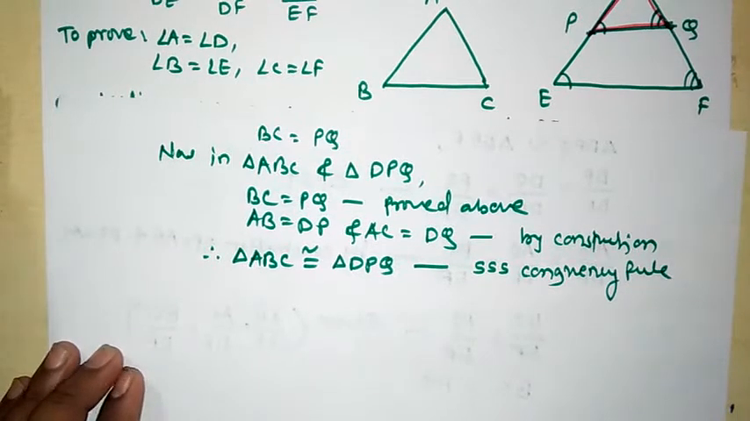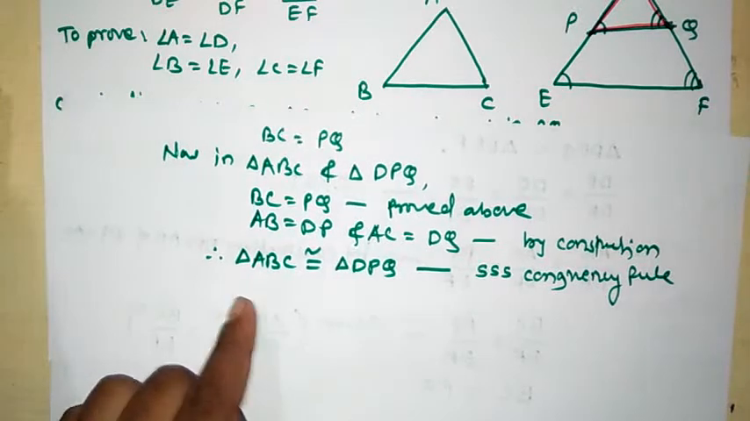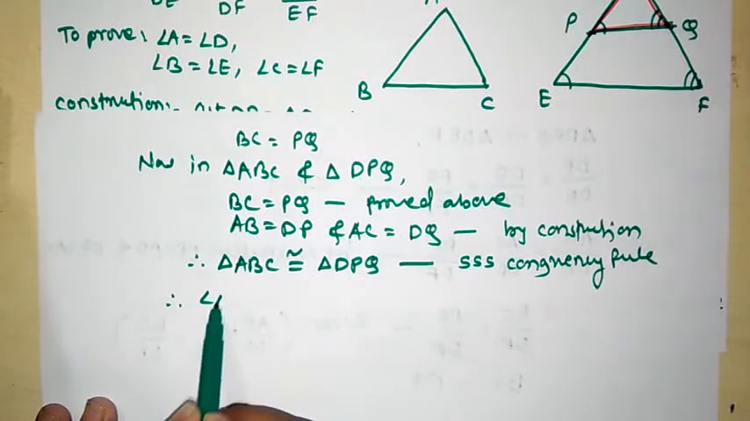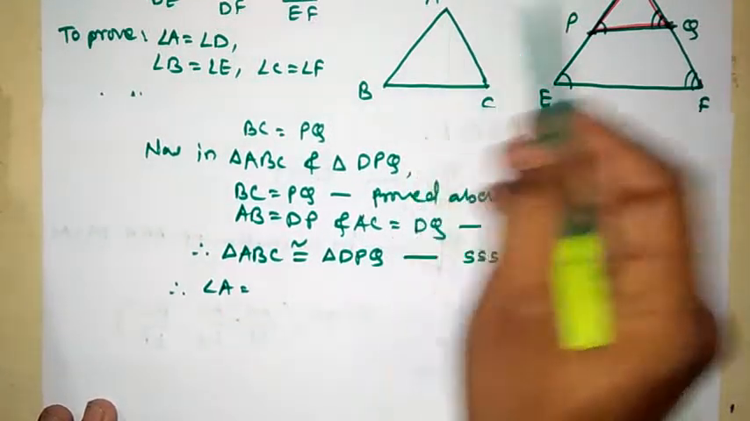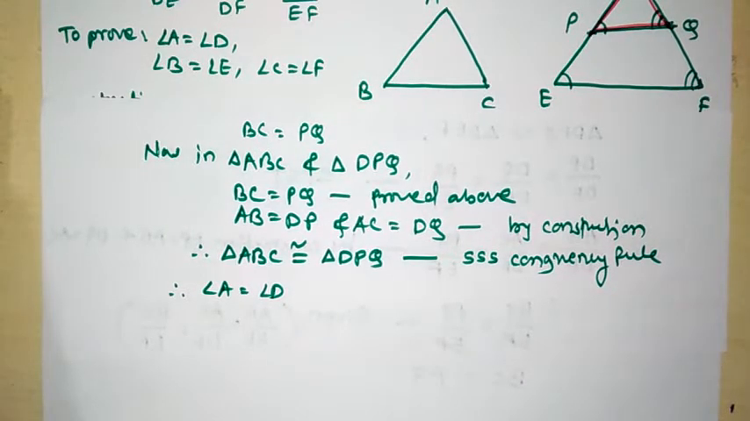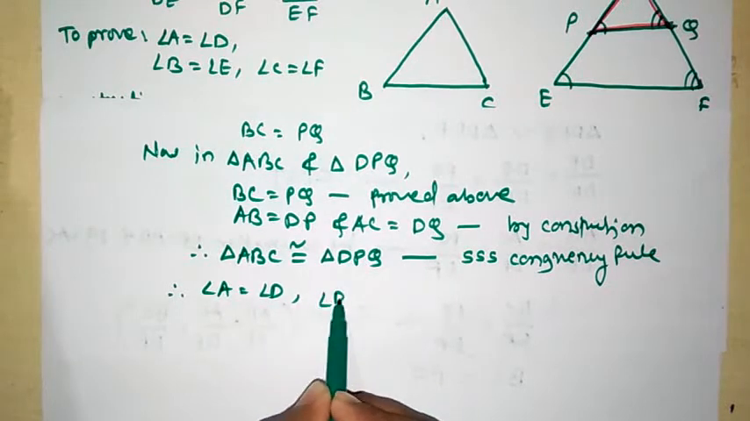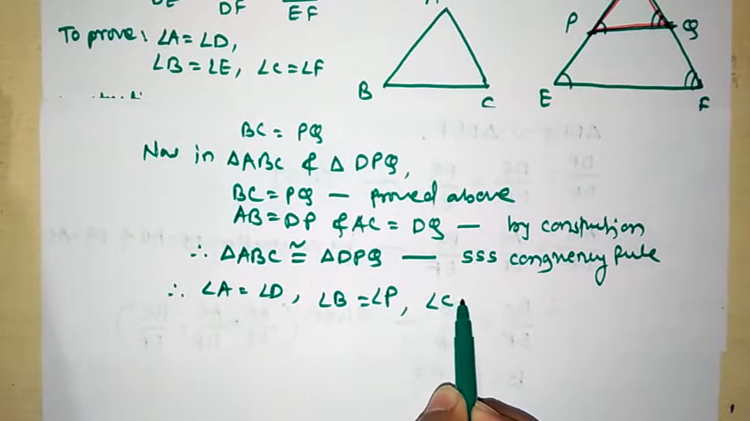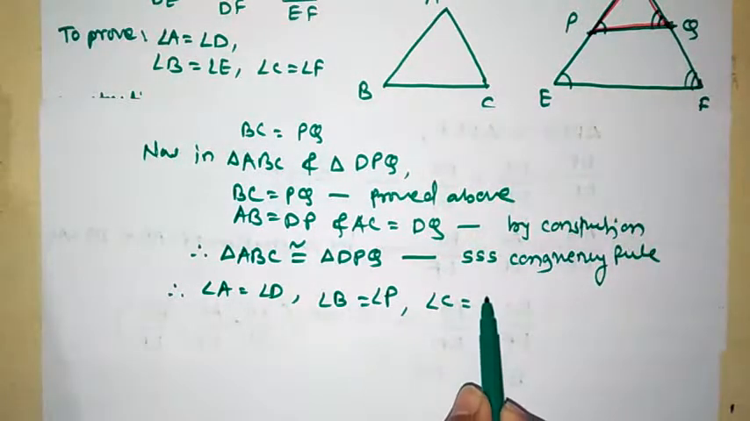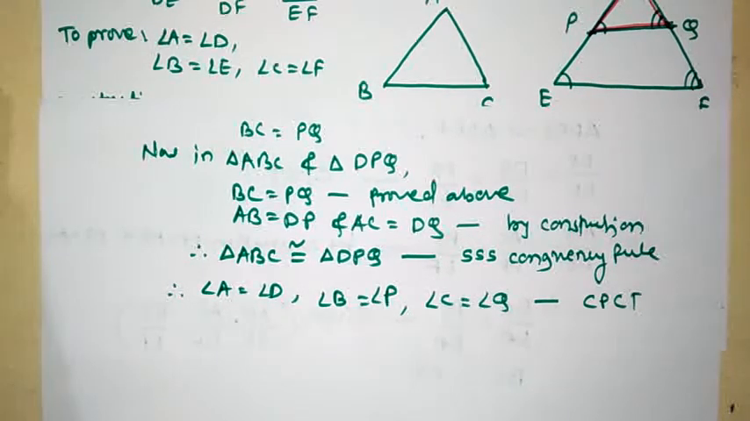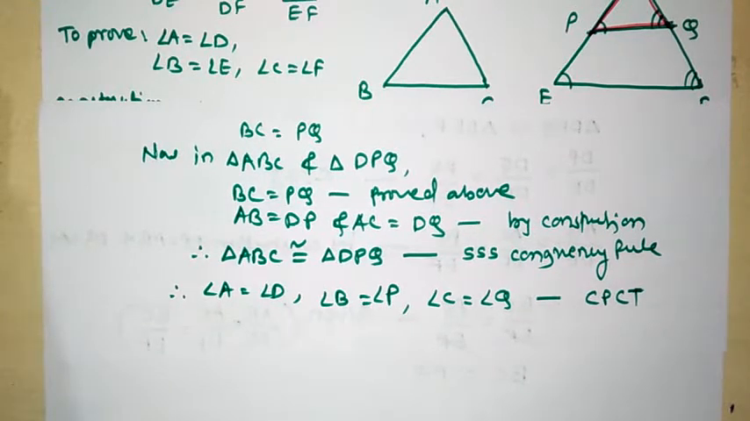By triple S congruency rule, these two triangles will be congruent. That is, triangle ABC is congruent to triangle DPQ. Therefore, can we write angle A = angle D? Yes, we can write easily. Angle A = angle D, angle B = angle P, and angle C = angle Q. What is the reason? By CPCT, that is corresponding parts of congruent triangles. We know that corresponding parts of congruent triangles are equal. Therefore, all these angles are equal.